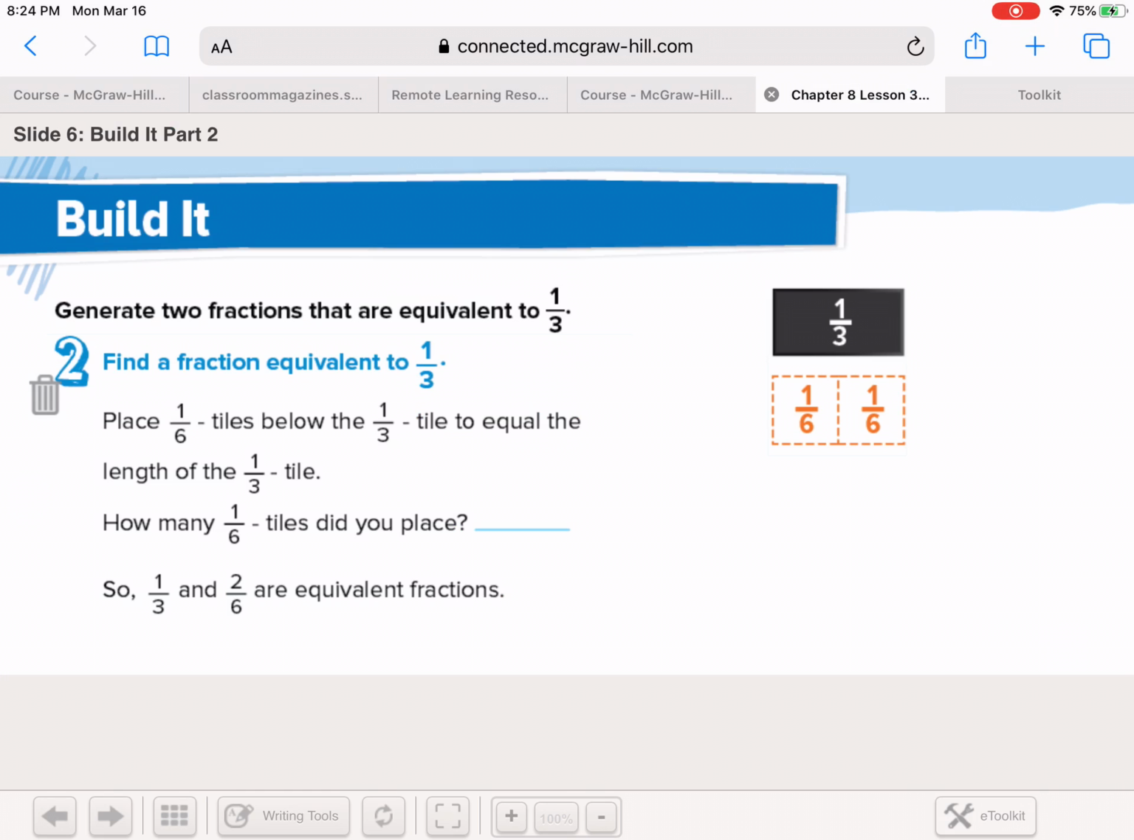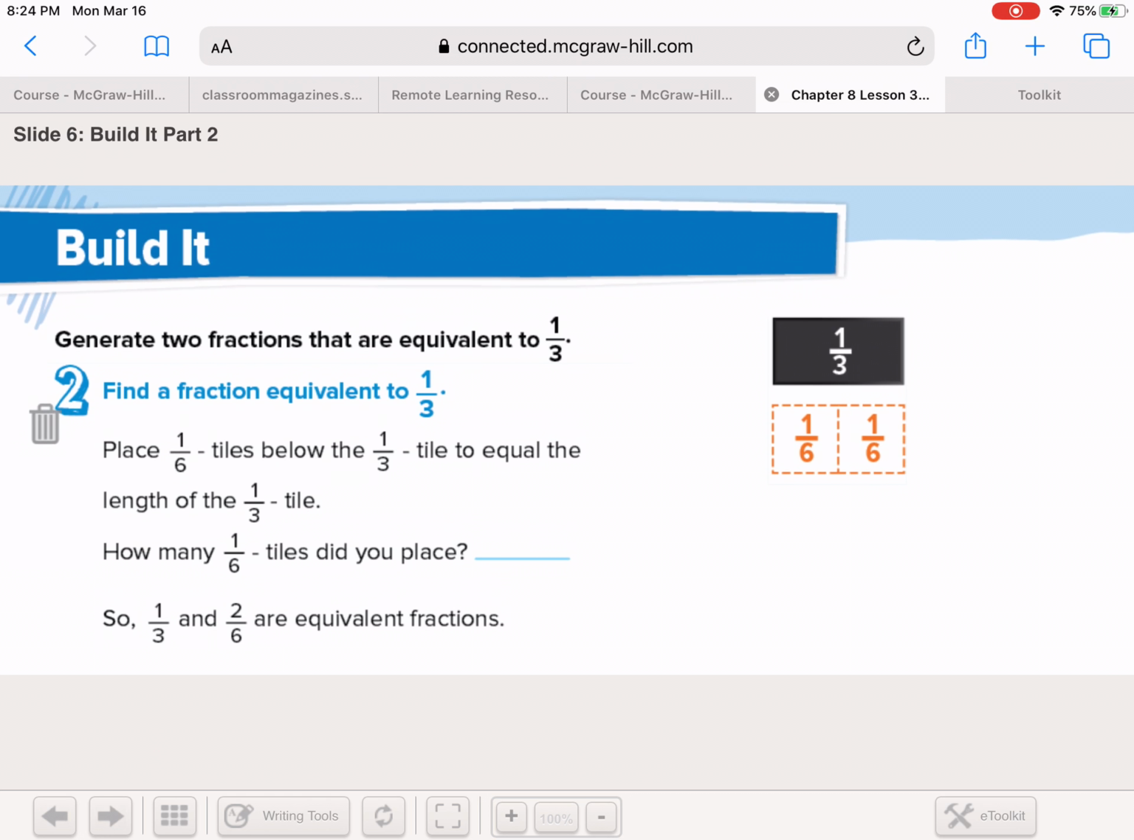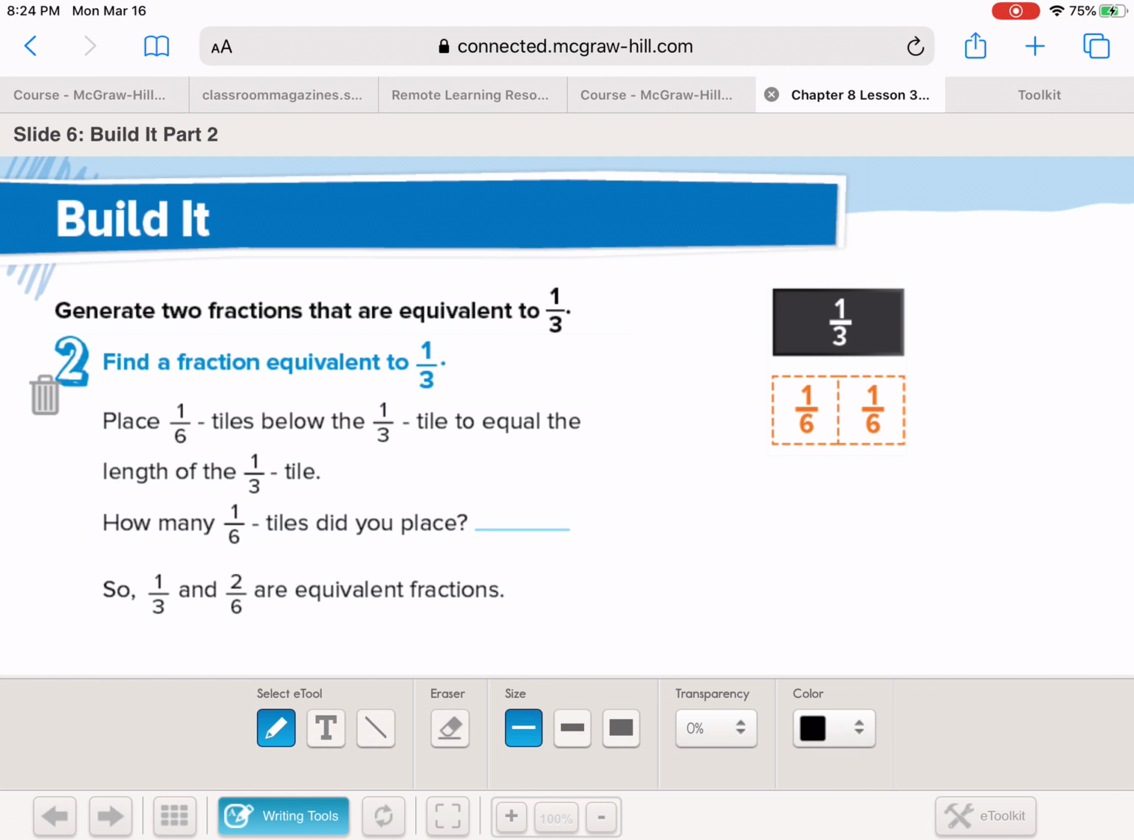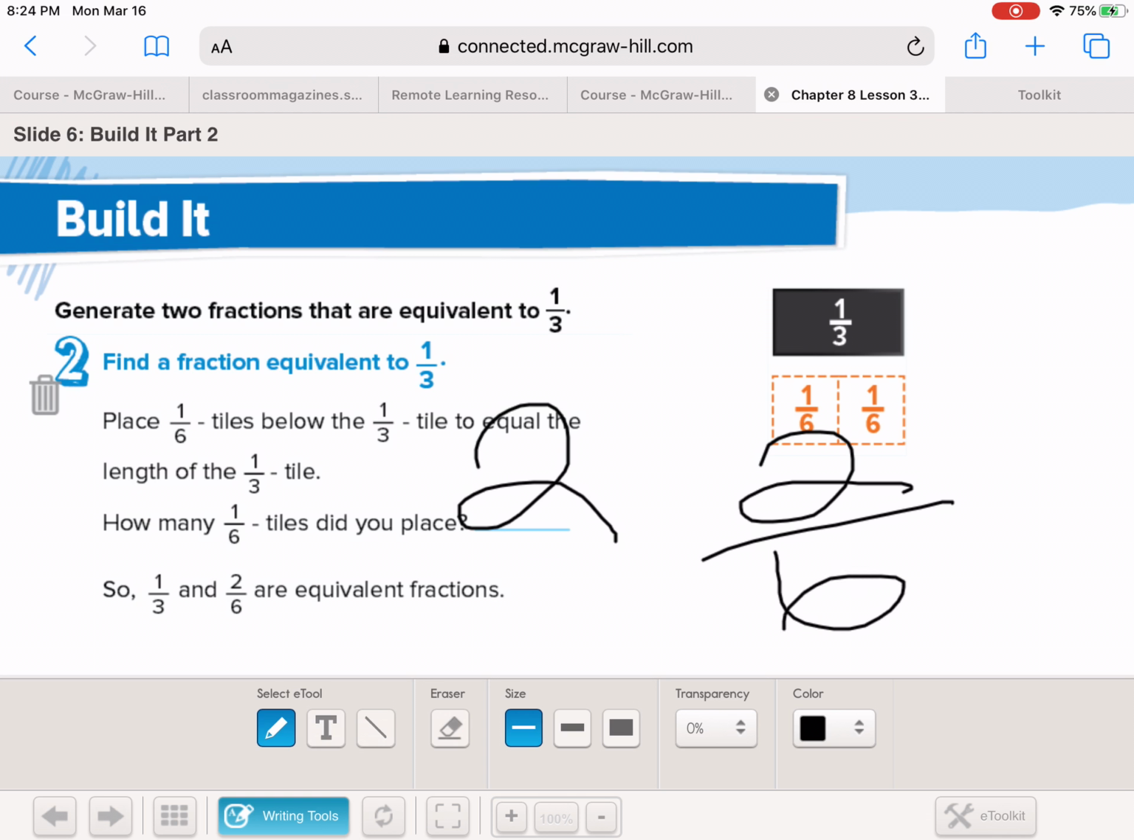So let's go back. How many 1/6 did we place? Here we go. 2. So 1/6, 1/3, and 2/6 are equal. They're exactly the same. Here's how I like you to think about it.